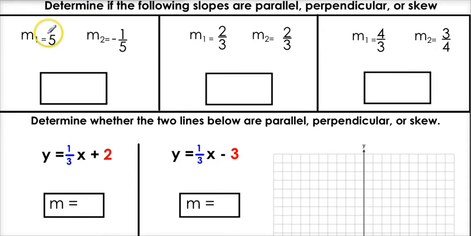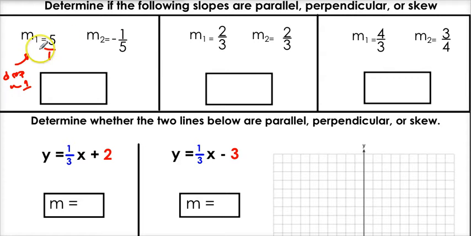So if our first slope is 5 and the other one's negative 1 over 5, are these parallel, perpendicular, or neither? Well, a little trick that you should do is that if you ever have a whole number, drop a 1 underneath it. That will make things much easier. Always for whole numbers, drop a 1 under it. That's what I like to say.